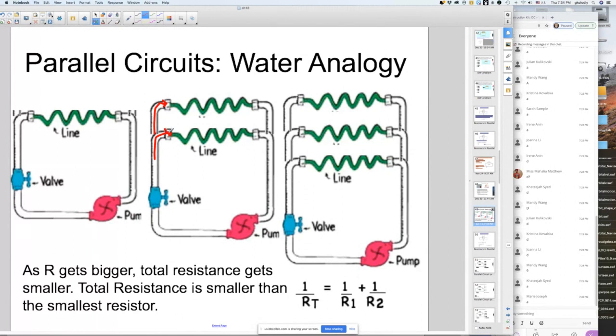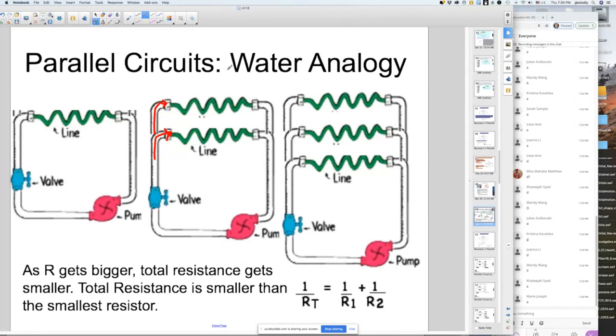Is it going to be easier or harder for the water to get through here than here? Well, it should be easier because it splits up. So basically, it splits up into two. It's easier to get across now. How about a third pipe? That's even easier.